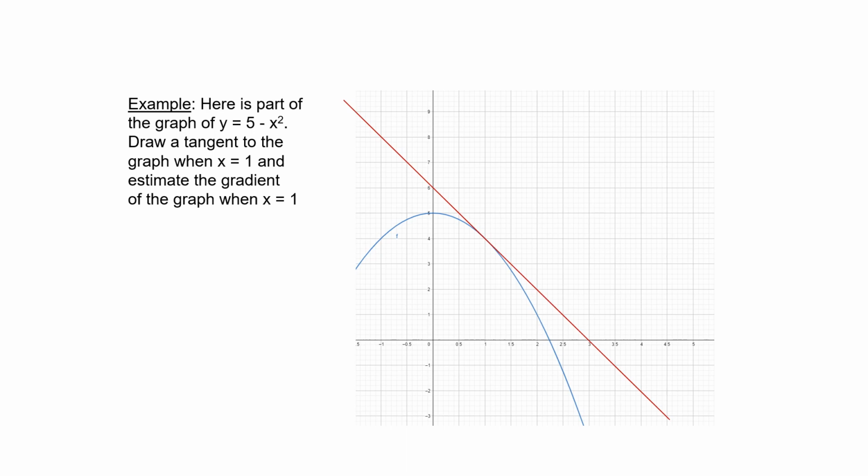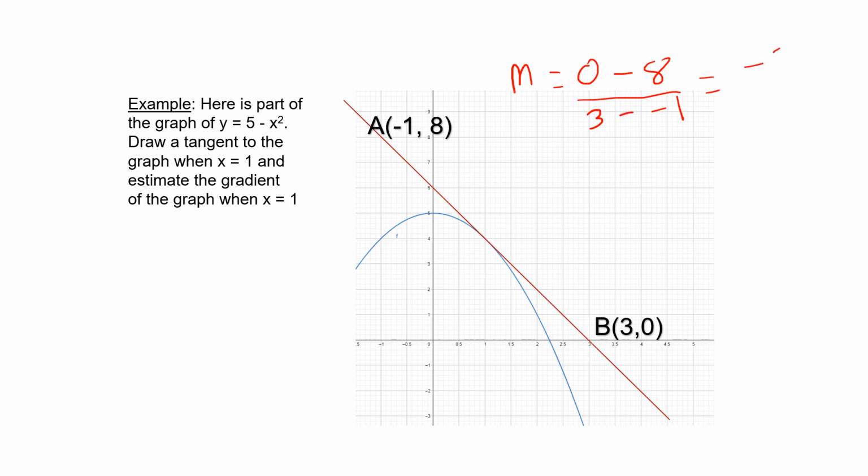Then I need to pick any 2 points which lie on the line. So for example, I could choose point A at minus 1, 8 and then B at 3, 0. To work out the gradient of the line, we need to look at the change in y divided by the change in x. So that's going to be 0 take away 8 over 3 take away minus 1, which is going to be minus 8 over 4, which just gives you minus 2.